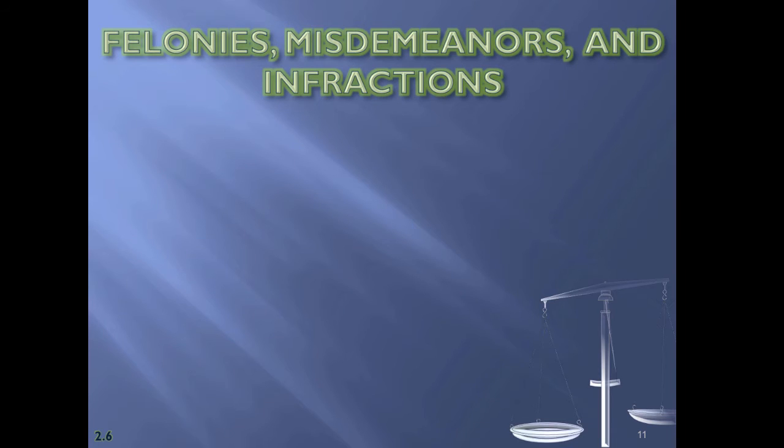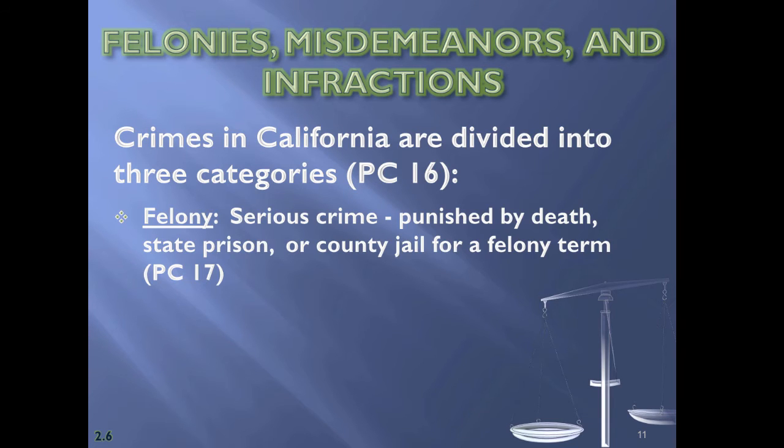Now, in criminal law, there are 3 levels or classifications of crimes, and it depends on the seriousness of the crime. And the way we measure these is by their punishment. So the most serious crimes have the most serious punishments, and those are felonies. Penal Code Section 16 describes the different levels of crimes, starting with felony. And a felony is the most serious type of crime, and it's punishable by any of the following, and that would be death, state prison, or a county jail for a felony term.